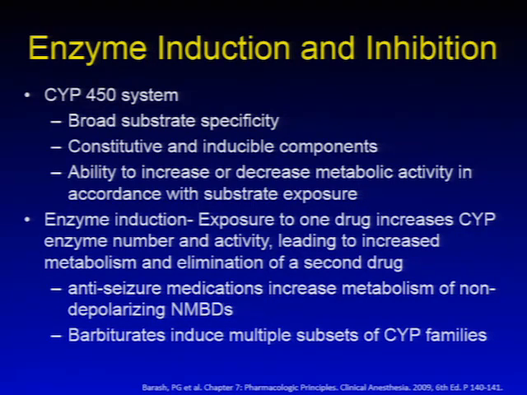For example, anti-seizure medications, particularly phenytoin, can increase the metabolism of our non-depolarizing neuromuscular blocking drugs and thus increase their dosing requirements under general anesthesia. Barbiturates also can induce multiple sets of CYP families and affect pharmacokinetics of a number of different drugs.